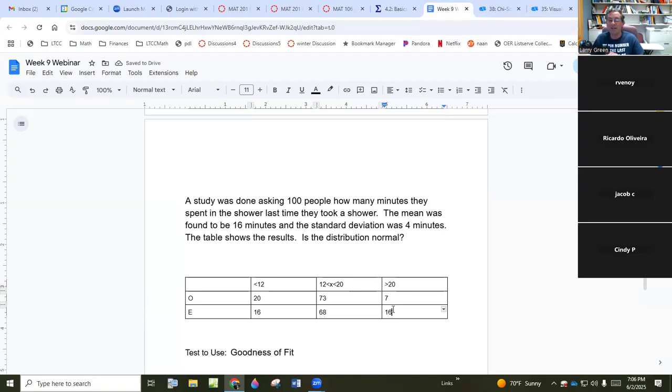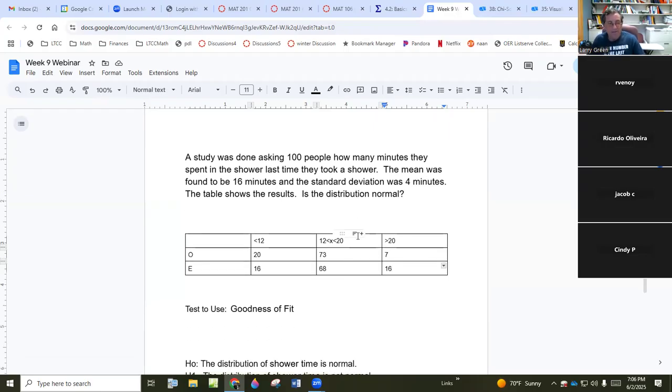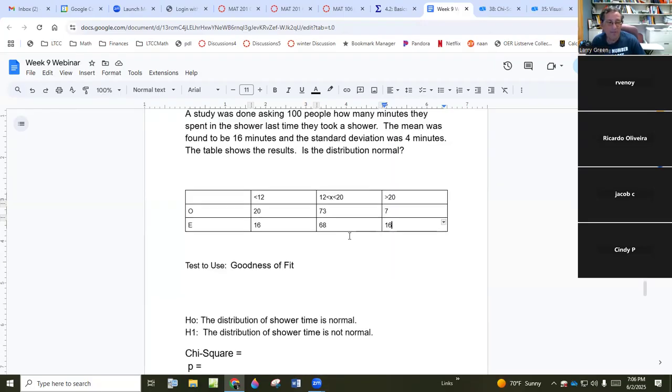Any questions on that? Okay, we're using a goodness of fit test because we have our known distribution, that's called the normal distribution. And we have our unknown, and that is the distribution of time to take a shower. So now we write H naught and H1, and remember, you have to have the word distribution. So H naught is the distribution of shower time is normal. And H1 is the distribution of shower time is not normal.